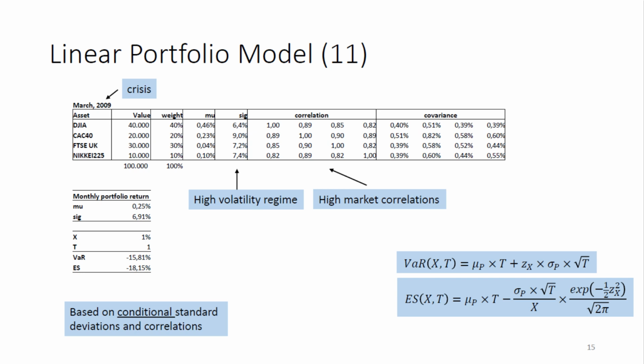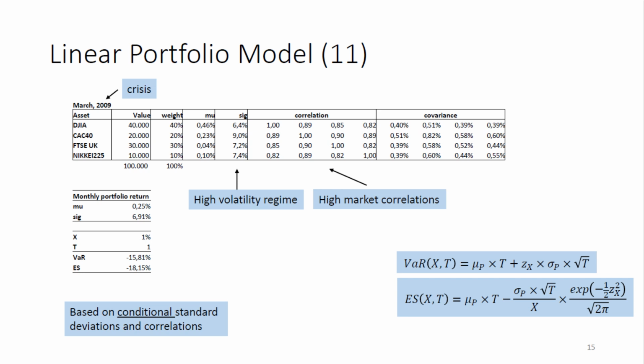So from the linear portfolio model, we know how to determine the mean and standard deviation for the portfolio return. We take the weighted sum of the means, which is 25 basis points for the monthly expected return. And we take the weights times each covariance element, so twice you do that, and then we add all these products up and take the square root, which gives us a volatility for the portfolio of 6.91%.